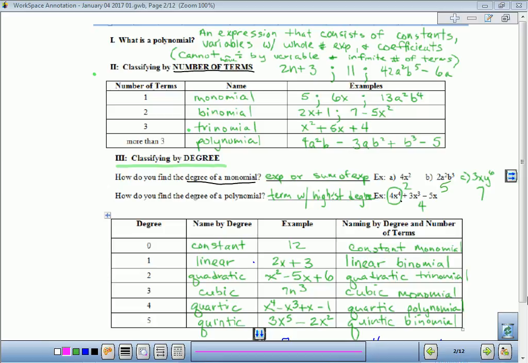Now, if we have a polynomial instead of a monomial, what you have to do is find the term of highest degree. So in this example, 4x to the 4th is my term that has the highest degree. So the degree of this polynomial would be 4. Not the coefficient, it's the exponent. I really should have made that coefficient something different.